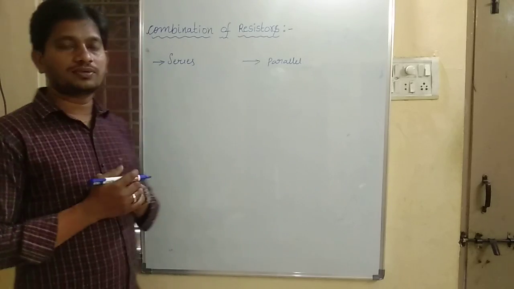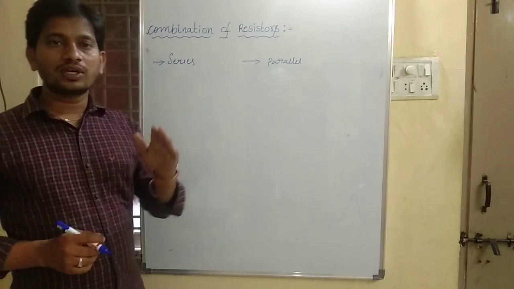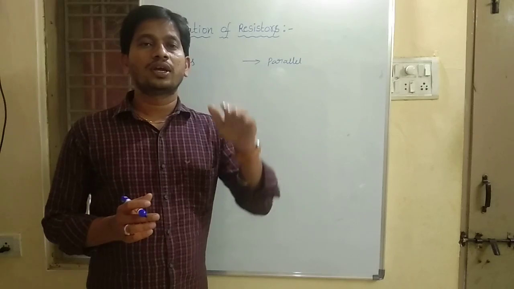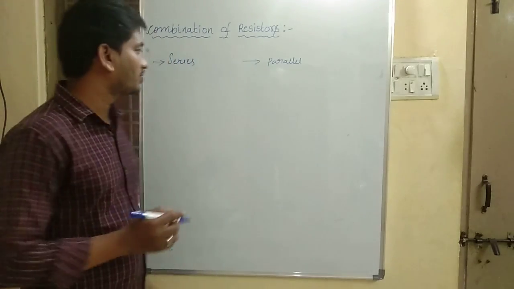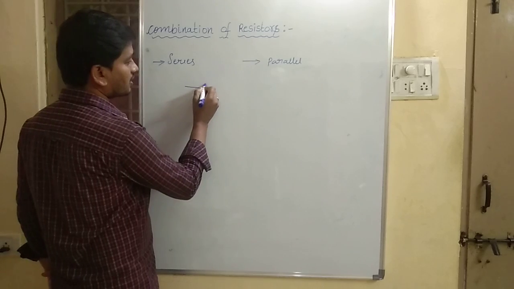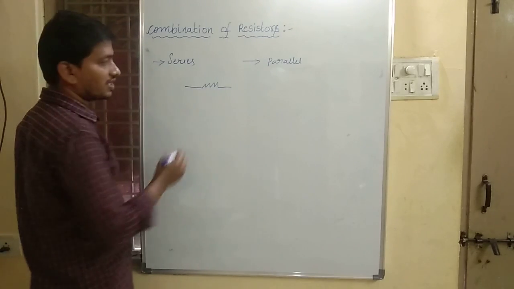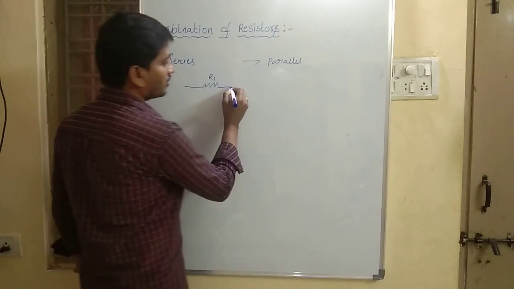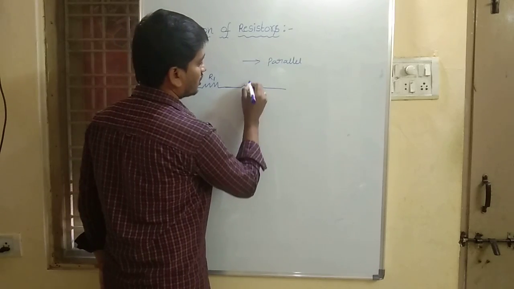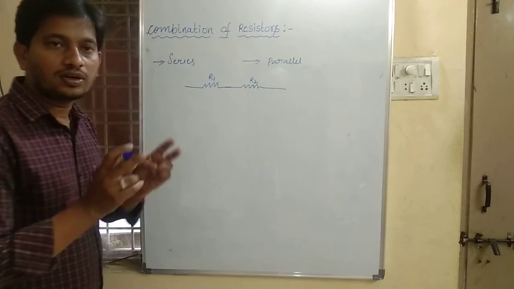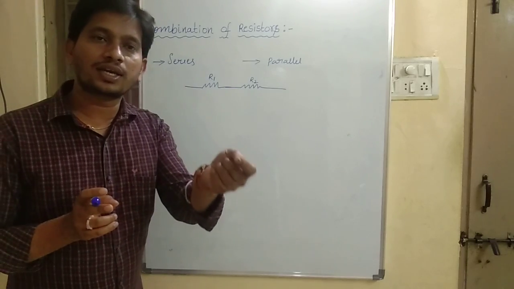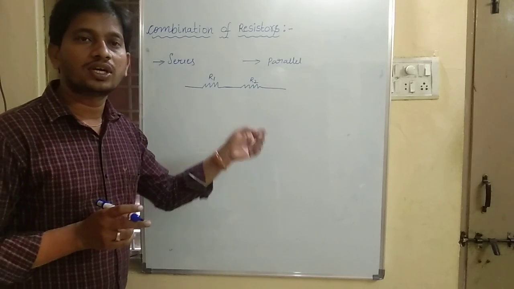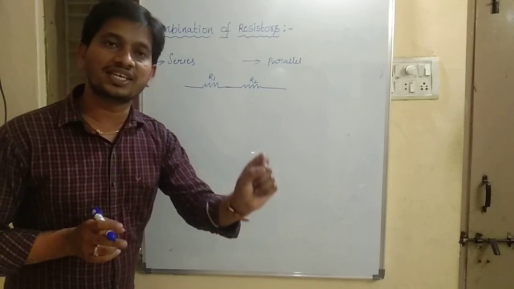So what do you mean by series connection? In series connection, two or more resistors are connected end to end consecutively. See, this is the symbol for our resistance. For example, this is the resistor R1 and this is the resistor R2. When two or more resistors are connected end to end consecutively, then we say the resistors are connected in series.